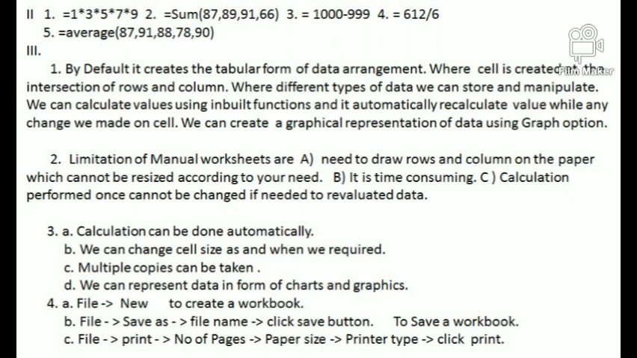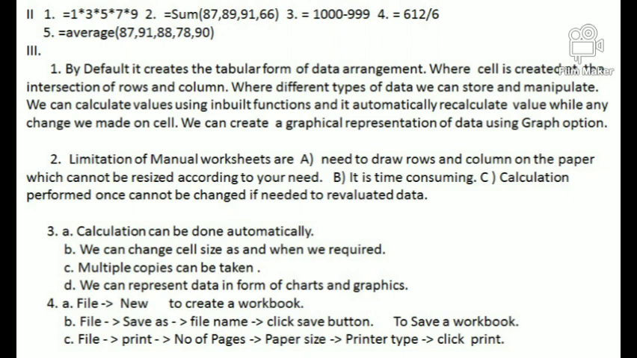Next, number 4. To show the result of dividing 612 by 6. So we have to write 612 divided by 6. Number 5. To calculate the average of 87, 91, 88, 78 and 90. So we have to write equal to the function average, round bracket open, 87, 91, 88, 78, 90. So this way we will be finishing this particular question.